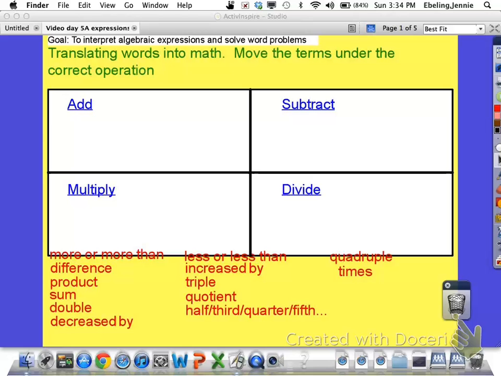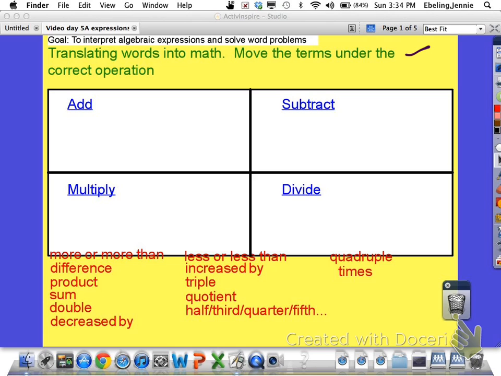Hi, today in Day 5 video, Part 1, we're going to be interpreting algebraic expressions and solving word problems. So first, we're going to talk about some words that mean to add, subtract, multiply, and divide.